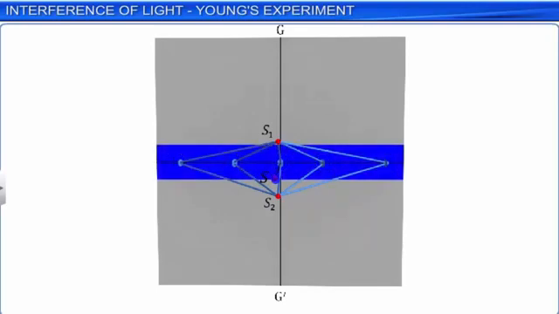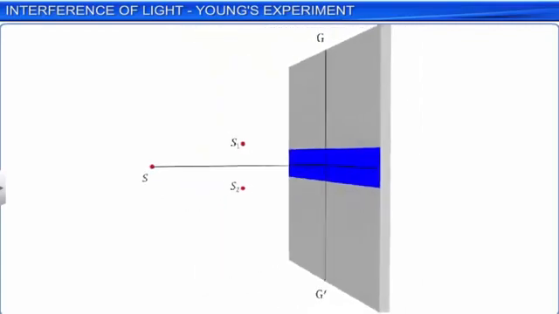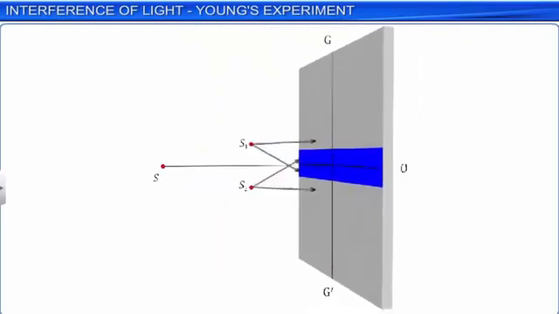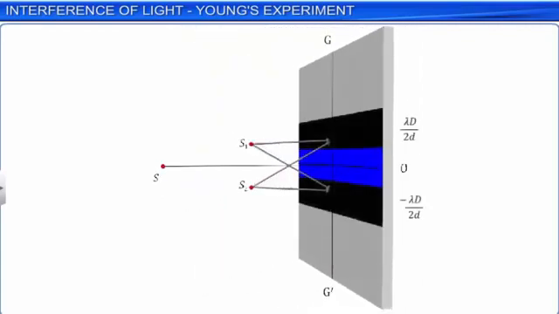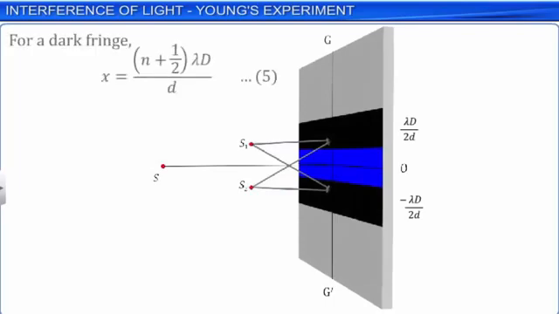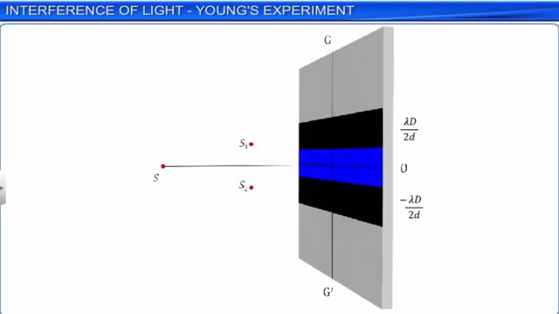On either side of this central bright fringe, we will have dark fringes. If n is taken as 0 in equation 5, we get the value of x equal to λD by 2d. Likewise, we will have alternate dark and bright fringes on either side of the central bright fringe.